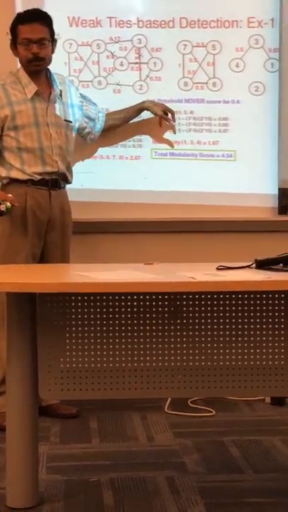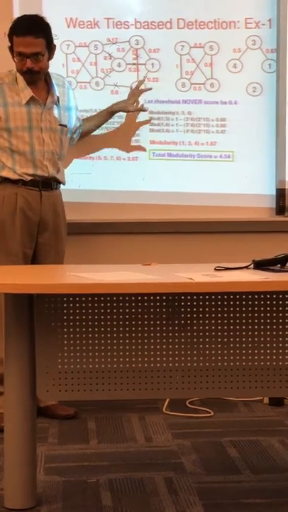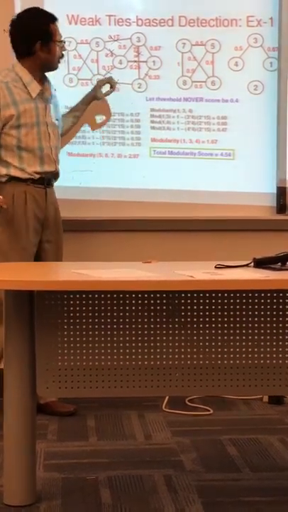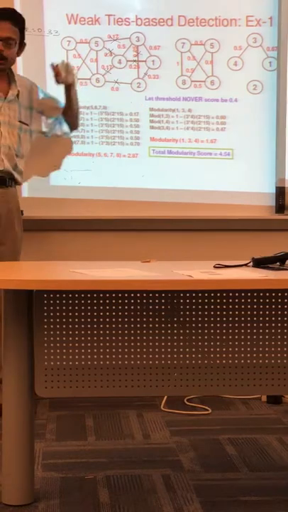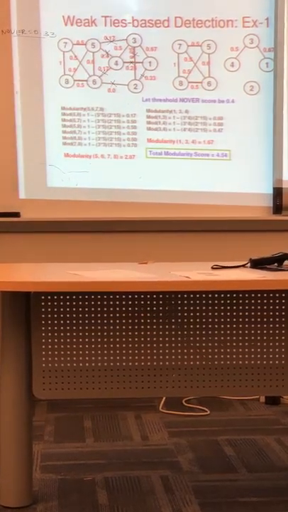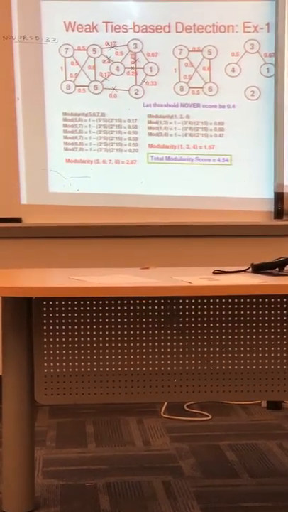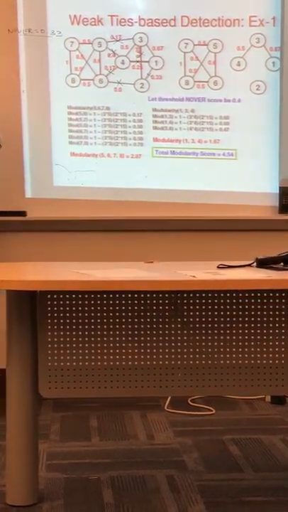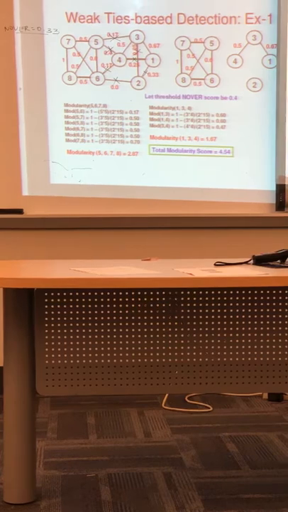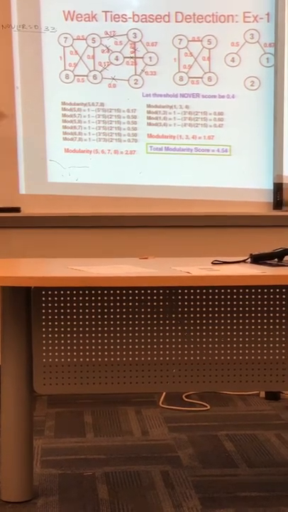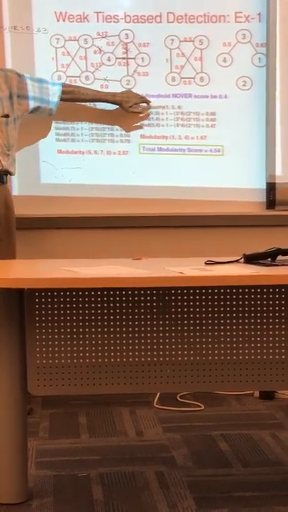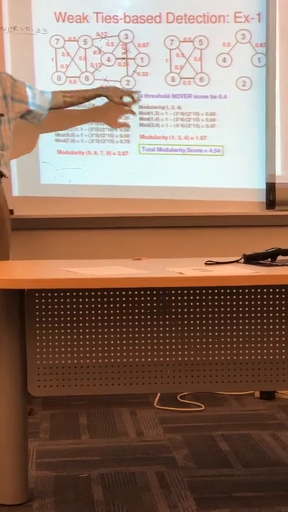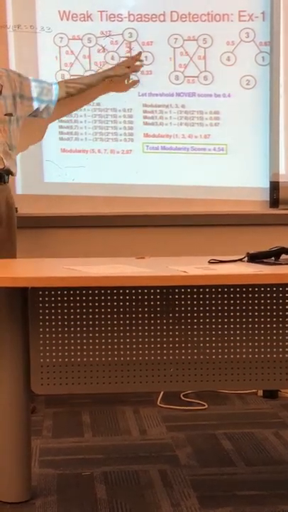So if you fix the threshold NOVER score as what? 0, right? What will happen? If the threshold NOVER score is 0, what will be the status of all the edges? Would all the edges be strong ties or all edges be weak ties? Weak. What do you say? If the threshold value is 0, what will be the status of the edges? Will all be classified as strong ties?